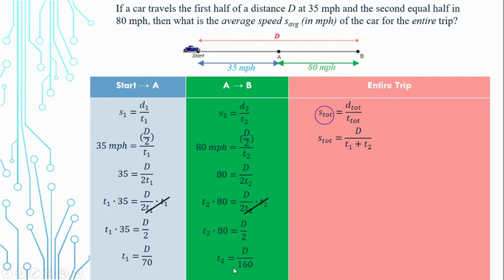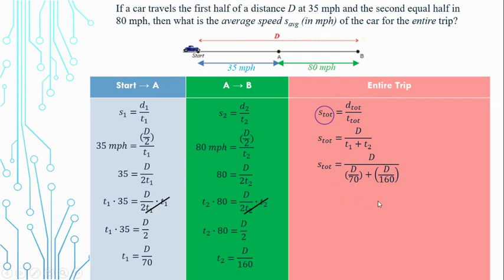So here you have two expressions. You have T1 is equal to D over 70. You have T2, which is equal to D over 160. All right. So what we can do now is substitute. In our original statement to find S total, we needed to know distance, but we weren't given the value. We need to know T1, but we don't know what the value is, and likewise with T2. But what we just did is we solved for T1 and T2, and found two expressions that are in terms of D. Okay, so the problem is pretty much over.